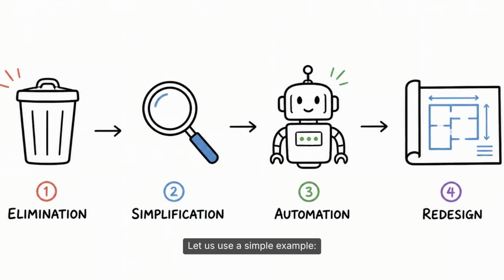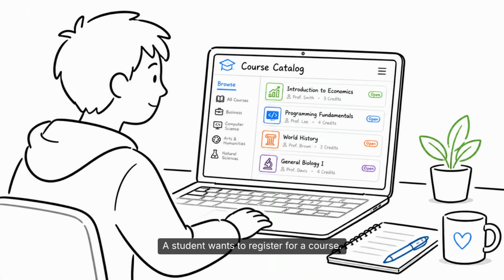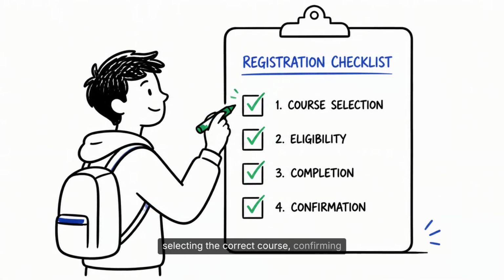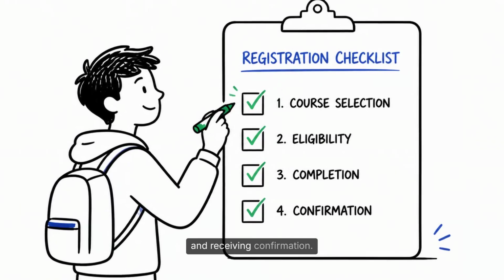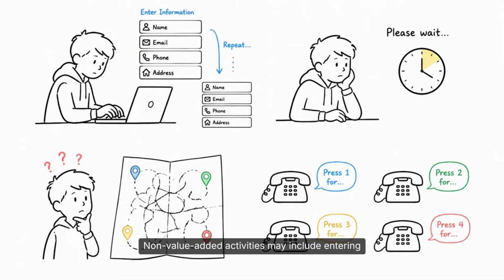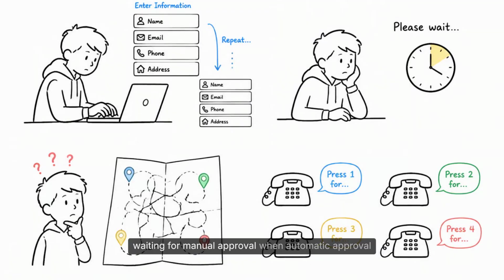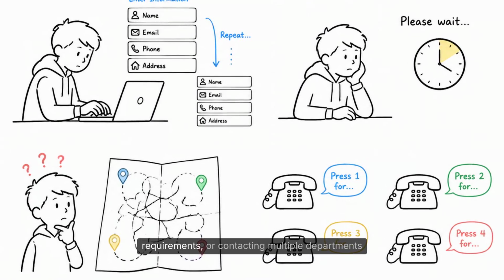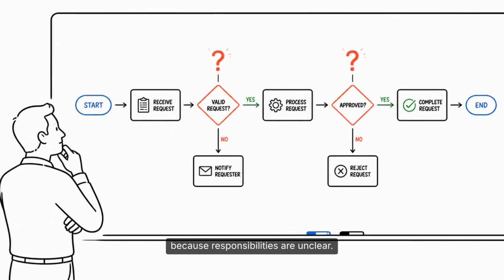Let us use a simple example. Student registration. A student wants to register for a course. Value-added activities include selecting the correct course, confirming eligibility, completing registration, and receiving confirmation. Non-value-added activities may include entering the same information multiple times, waiting for manual approval when automatic approval would work, searching for unclear course requirements, or contacting multiple departments because responsibilities are unclear.